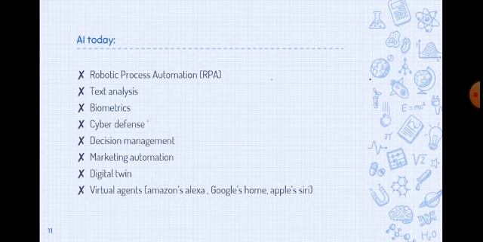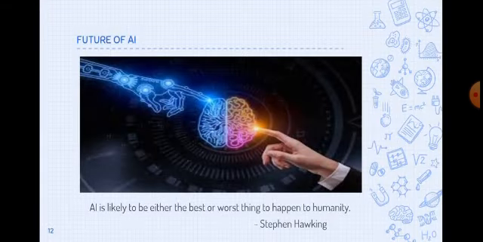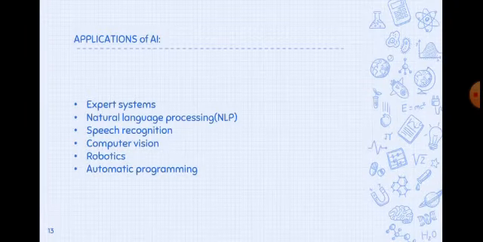Marketing automation, yes, we humans cannot process or count numbers on our fingers. We need AI for that. Virtual agents, Amazon Alexa, we all know what they are. AI is likely to be the best or worst thing to happen to humanity, Stephen Hawking said. Well, he is right, because the way I see it, AI is just advancing in every field. It is just advancing to humans.